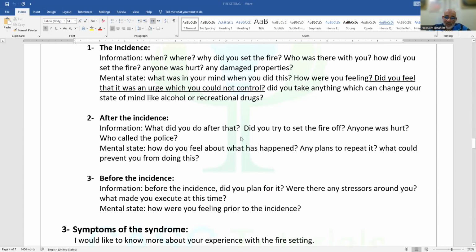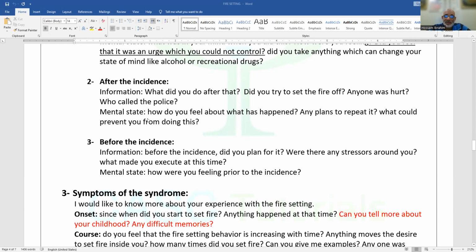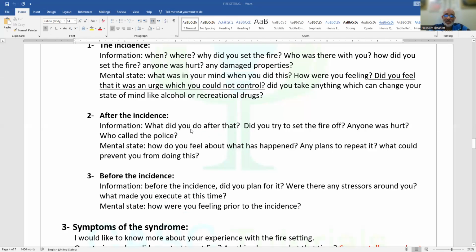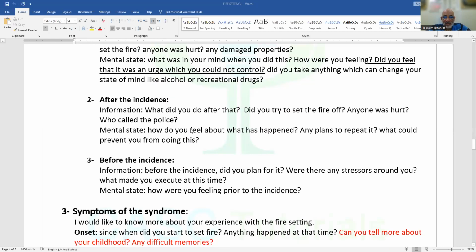And you want to know what happened after the incidents, which you did not ask. What did you do after that? Did you try to set the fire off? Was anyone hurt? Who called the police? And you want to know the mental state after the incident. How do you feel about what happened? Any plans to repeat it? What could prevent you from doing this? So this is an assessment, because if she is okay with what happened and she doesn't have any remorse, most probably there is high risk of repeating the incidents.